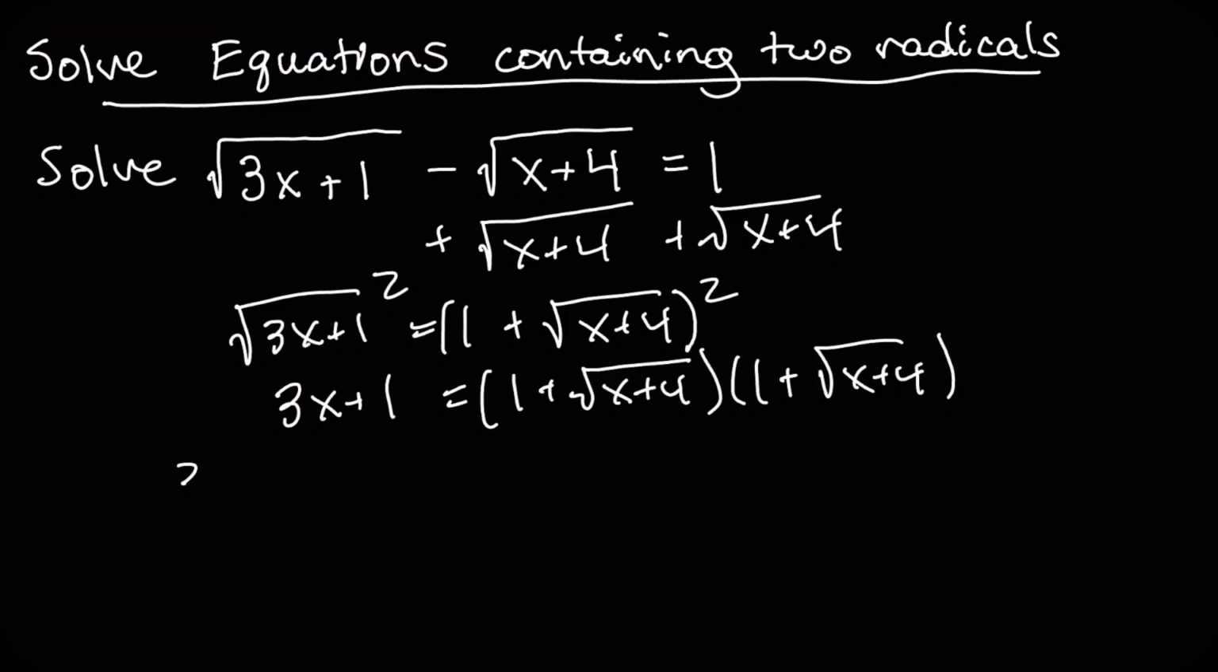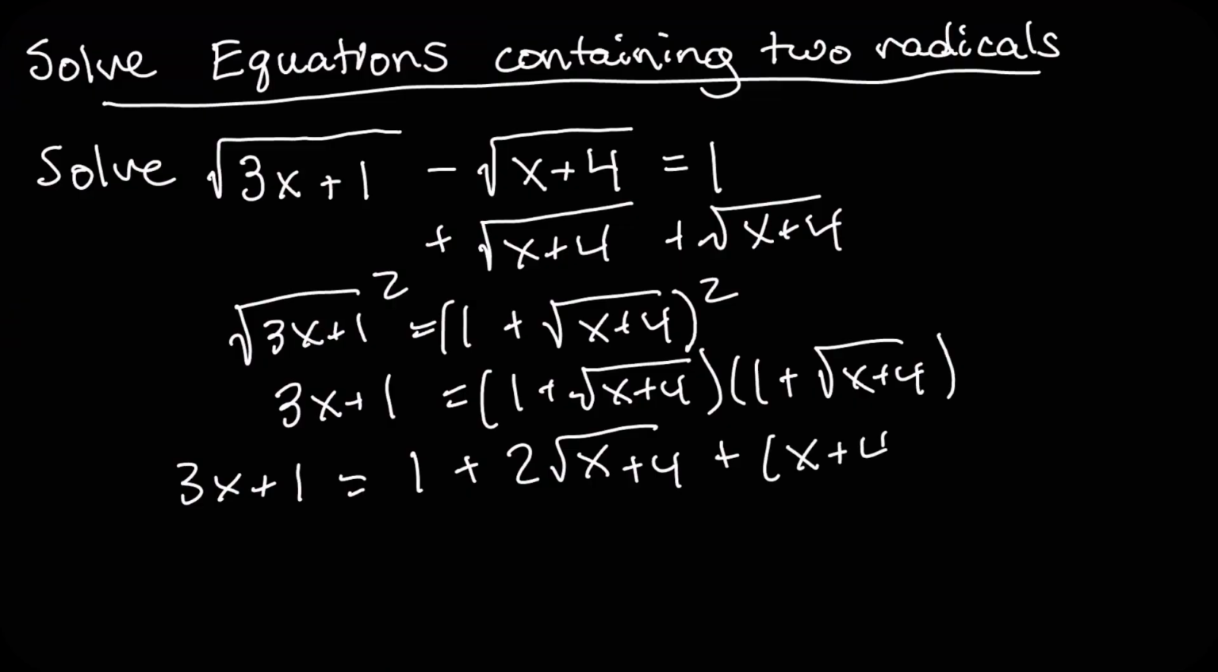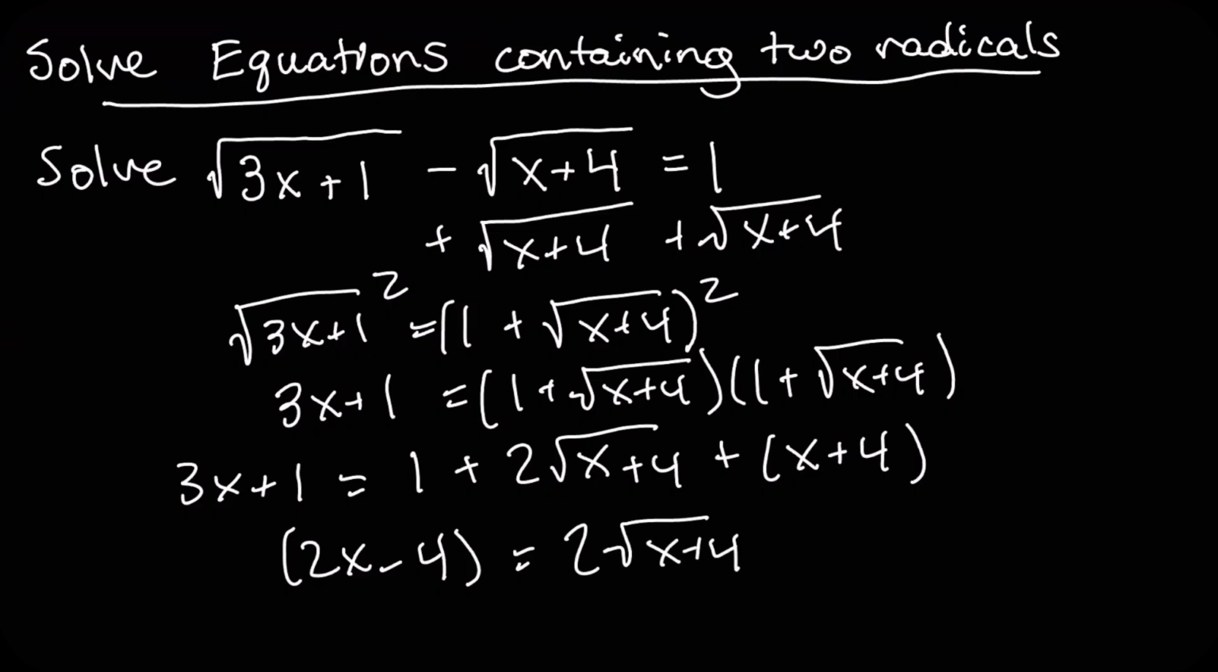And you can go ahead and multiply these out. So we will be left with 3x plus 1 is equal to 1 plus 2 times the square root of x plus 4 plus, and then x plus 4. All right, and then go ahead and see if you can get one of the radicals over to another side again. So we're left with 2x minus 4, and this is going to be equal to 2 times the square root of x plus 4.